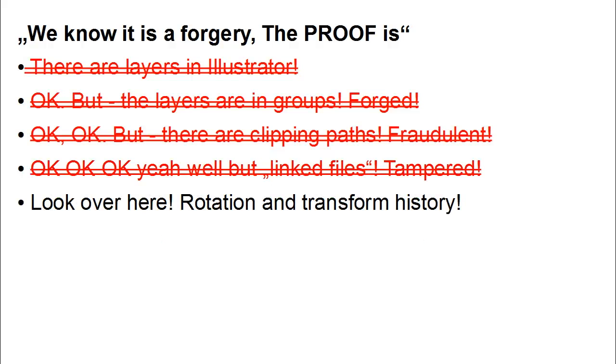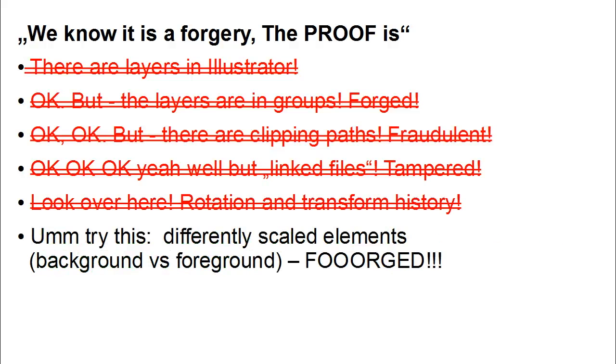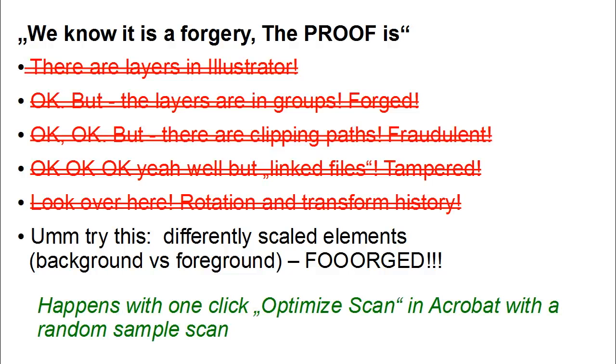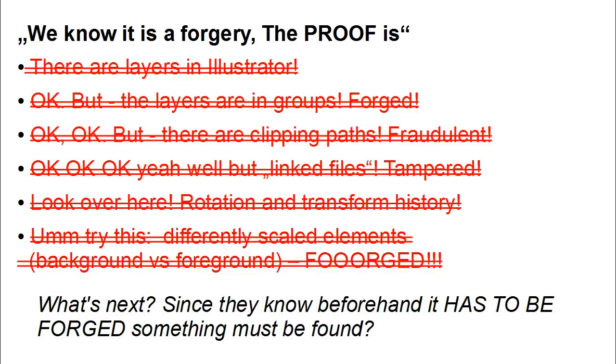Rotation and transform history, same story again. Finally, differently scaled elements. The background had a different scaling of the foreground elements. Well, again, this was instantly reproduced by scanning a sample document and just hitting that one button, Optimize Scan, in Acrobat. Now, there are a lot of people out there who basically just know that this document has to be a forgery, so they will just continue looking for some other feature that is going to be definite proof that there's no other explanation than data alteration for these special properties they find in that document.